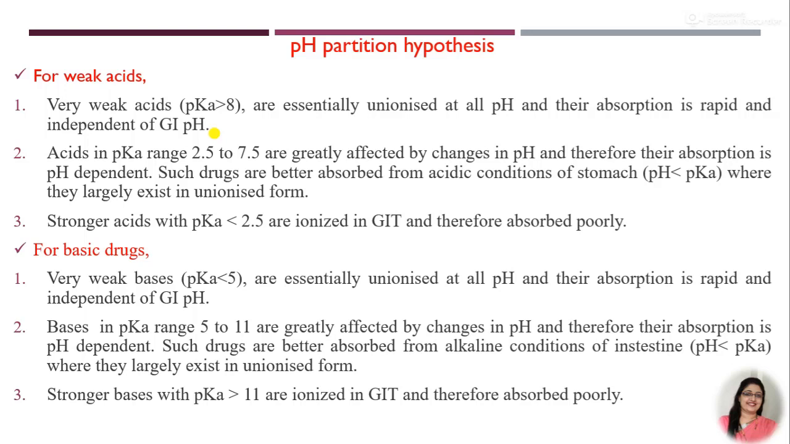Such drugs which are strong acids or moderate acids having pKa 2.5 to 7.5 are better absorbed from the acidic conditions of stomach where they largely exist in unionized form. For very strong acids with pKa lesser than 2.5, they are ionized in GI tract and hence poorly absorbed.